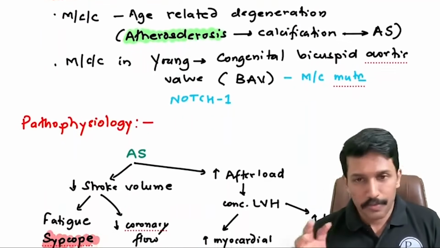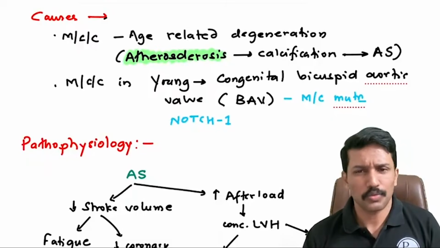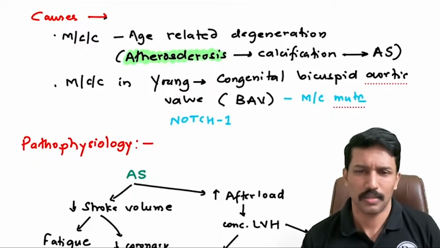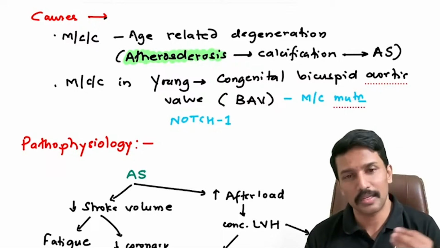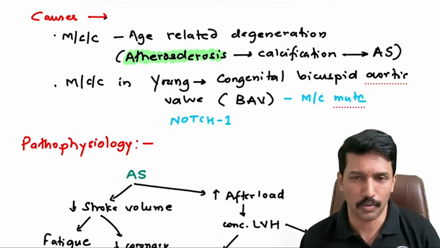Then start with the causes. When we are talking about aortic stenosis, you have to remember only 2 causes for the theory exam. The most common cause overall is age-related degeneration, but in young individuals, it is congenital bicuspid aortic valve.